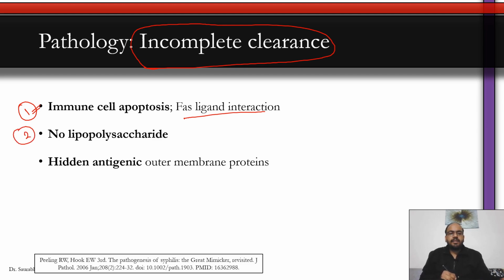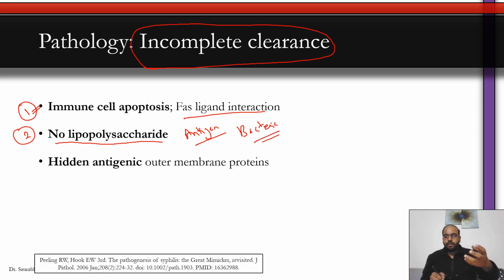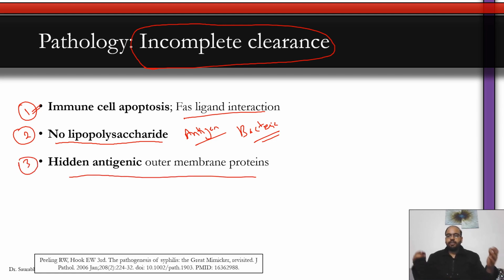The second is that Treponema pallidum does not have lipopolysaccharide. What do we mean by that? Lipopolysaccharide is a very important antigen molecule. In many organisms, namely bacteria, lipopolysaccharide is responsible for the antigenic modulation or the development of antibodies. Treponema does not have a lipopolysaccharide coat, and because of that, the antigen-antibody interactions are not proper in Treponema. And we have talked about the third, which is hidden antigenic outer membrane proteins. The coating actually hides the outer membrane proteins which are responsible for the antigen antibody interactions.